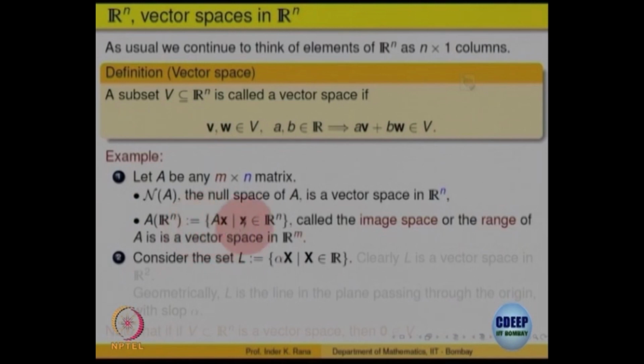So, this also is a subspace, but a subspace of what? Is it of Rn or Rm? Your A applied to something: A is m cross n, x is n cross 1, so when you apply it you will get a vector of m cross 1. So, it is a subset of Rm. So, this is a subspace of Rm. The null space is a subset of Rn, but the range is a subset of Rm.